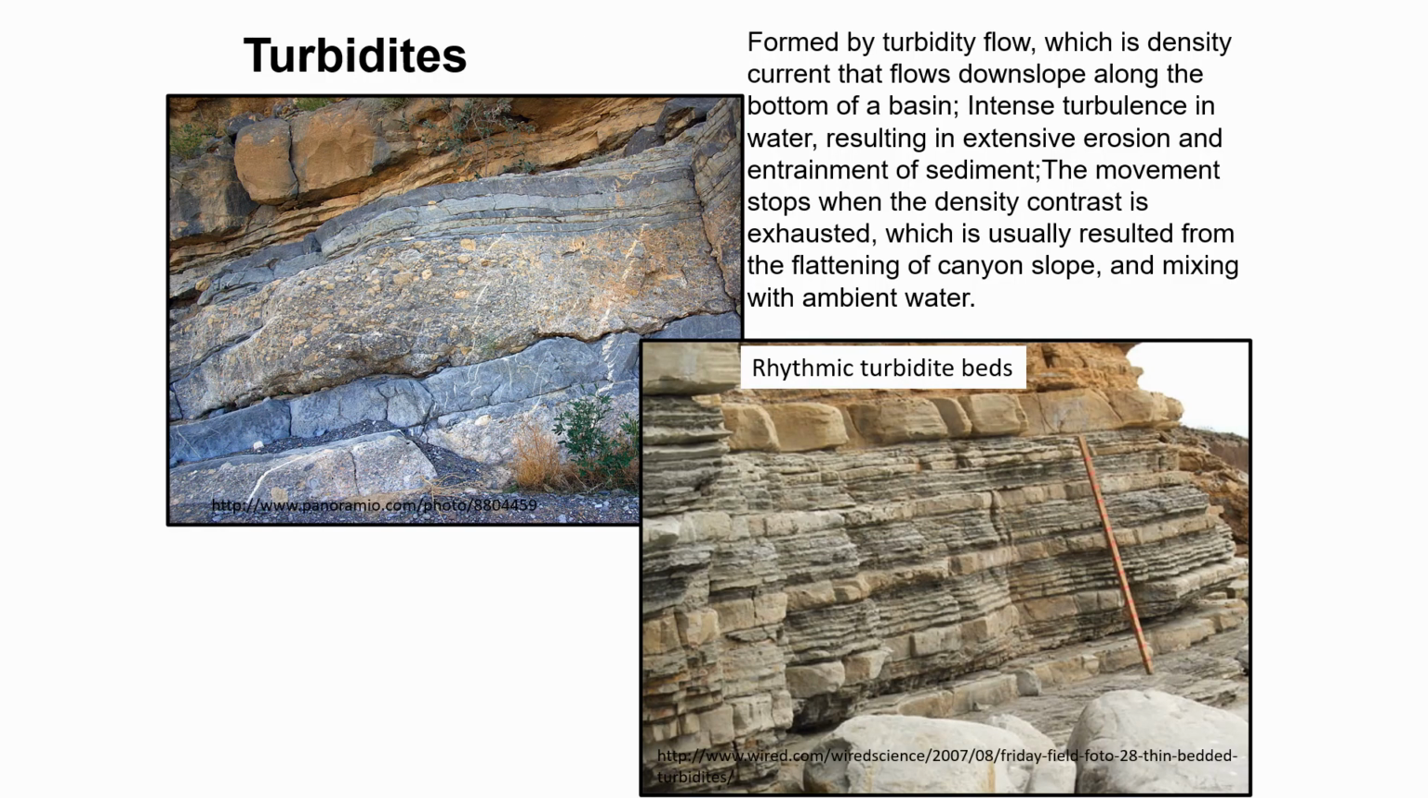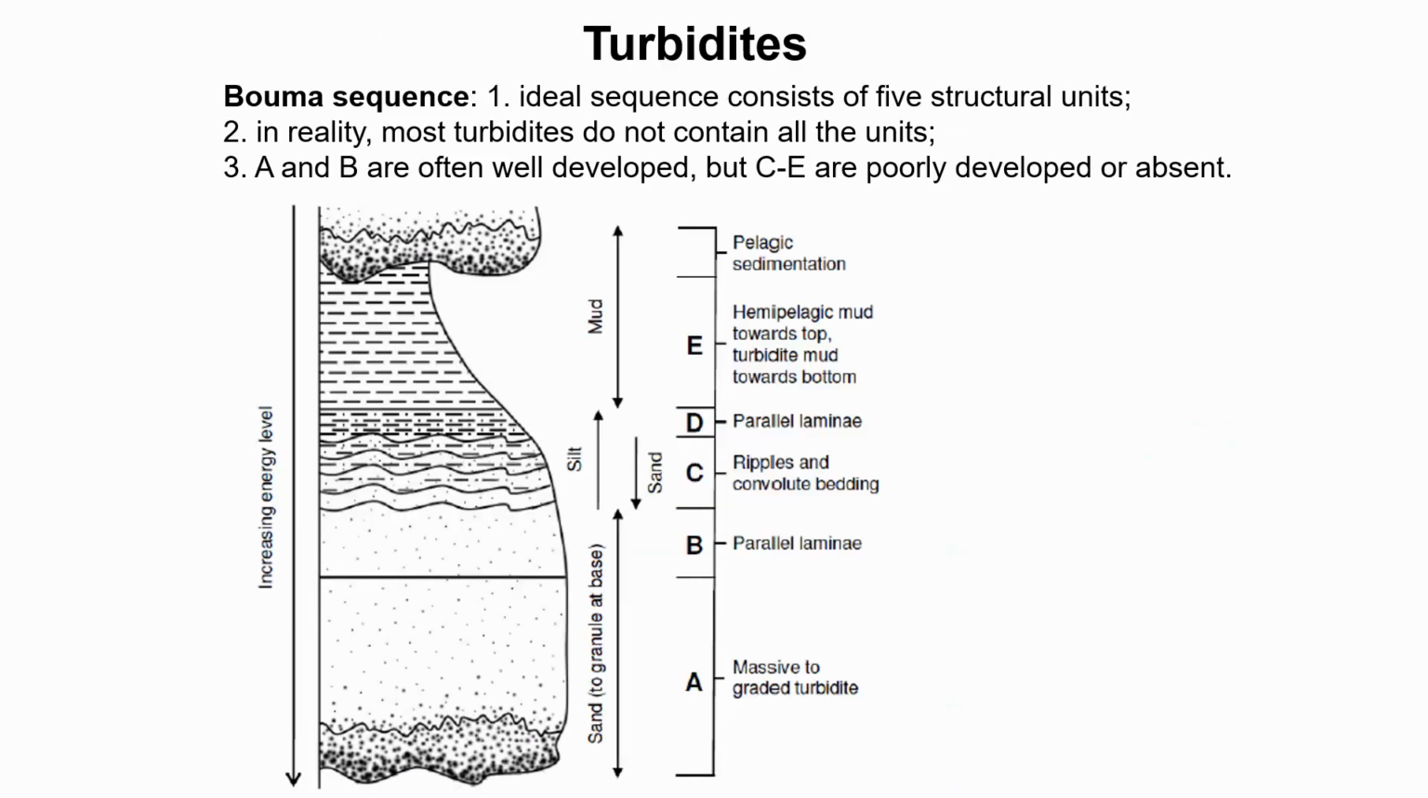And these two figures show the turbidity current deposit. We have talked about the turbidity current and the turbidites so many times, so we're not going to repeat that here again. And here is the Bouma sequence model, which has units from A to E.